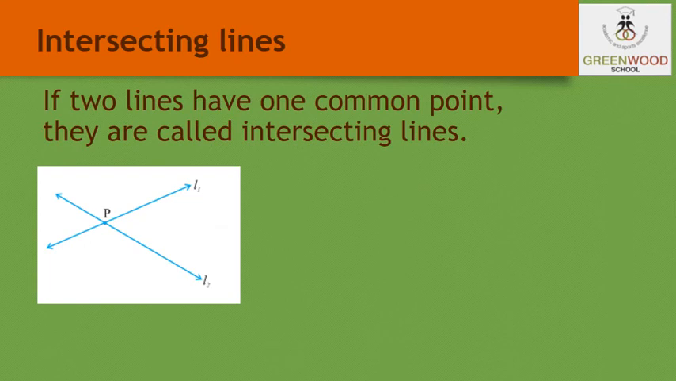Till here, we have learned about line segment, lines, and ray. Now we'll learn about intersecting lines. If two lines have a common point, they are called intersecting lines.